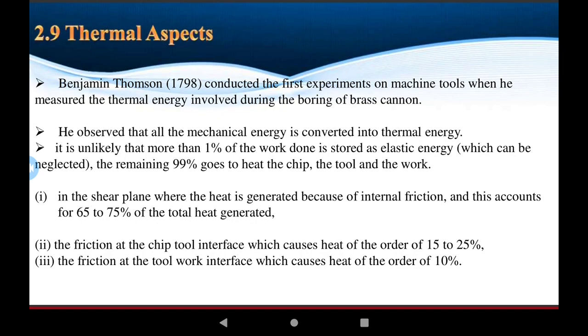The friction at the chip-tool interface, between the tool and the workpiece, generates up to 15 to 25% of the total heat or mechanical energy. The friction at the tool-work interface contributes heat of the order of 10%.